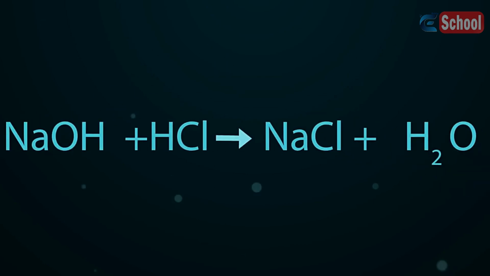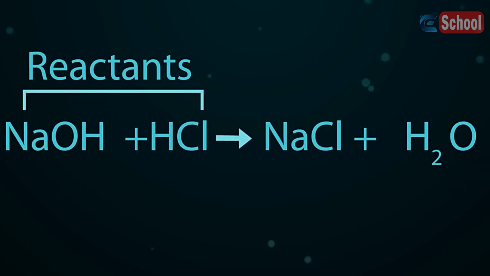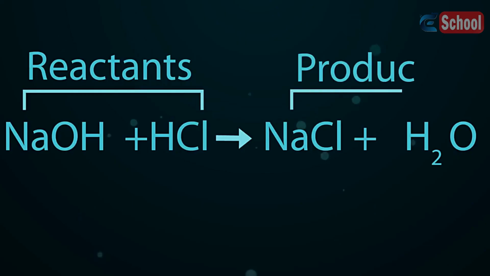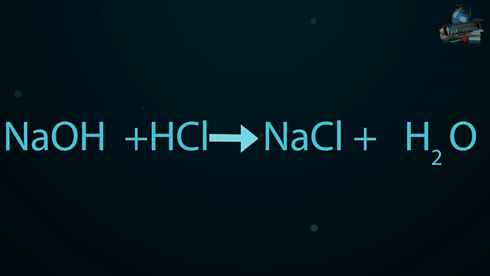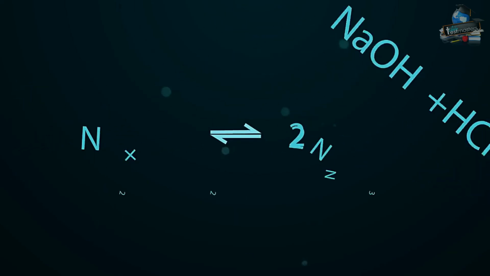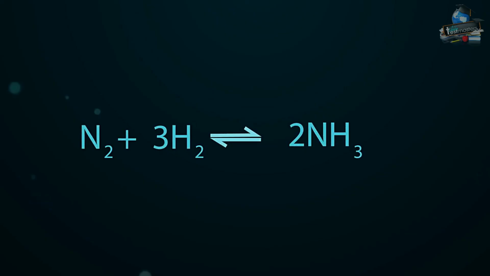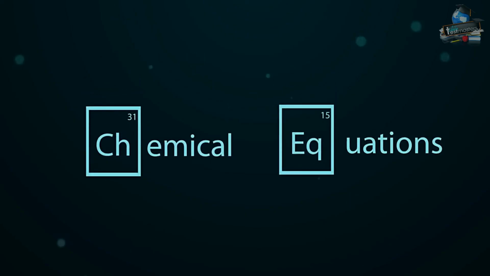To summarise, a chemical equation shows the overall chemical change of reactants into products. We usually write reactants on the left of the arrow and products on the right. A single arrow means that the reaction is irreversible, and two oppositely pointing half arrows means the reaction is reversible. And that completes our overview of chemical equations.